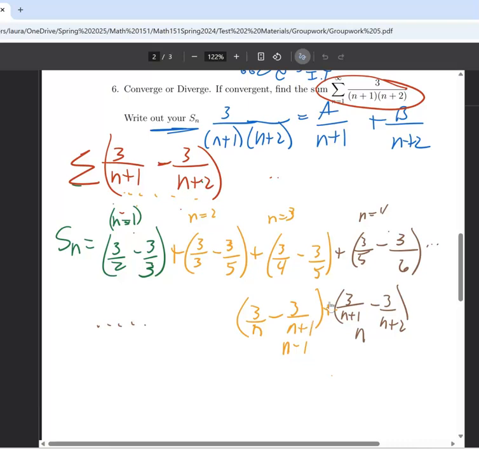Okay, so now let's look for the canceling pattern. So 3 over 2, that looks like it stays. This cancels with this. And then, oh, hold on. N equal 2. And then this cancels with this. And then, oh dear, I made a mistake. Hold on.